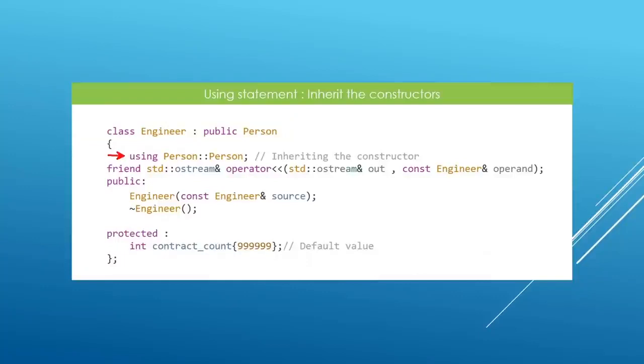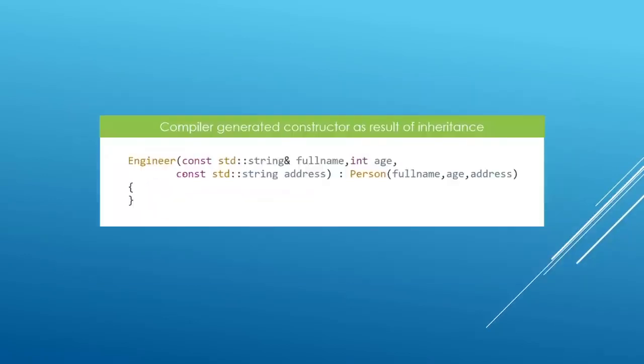For example, we can put our statement here saying using person, : person. This is going to tell the compiler when building engineer objects, don't use your own constructor, set up a base-like constructor, which is going to only initialize the base member variables. And the compiler is going to see this statement, and it is going to generate a constructor for you that looks something like this. So it is going to be engineer, it is going to be taking in the full name, the age, and the address, and it is going to be forwarding the work to initialize your object to the person class, and this is all this constructor is going to do.